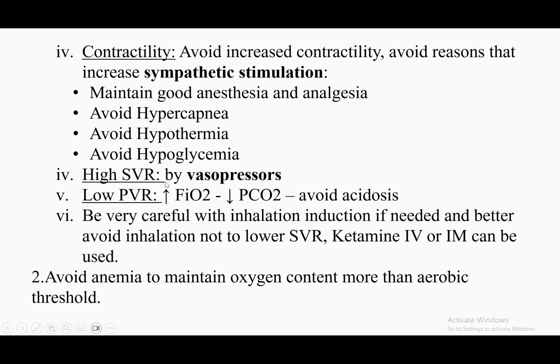Keep high systemic vascular resistance with vasopressors to force the blood away from the aorta to the pulmonary artery. And vasopressors should not have an inotropic effect, so we should not give ephedrine, for example, or adrenaline. We should give phenylephrine and to a lesser extent noradrenaline. Low pulmonary vascular resistance: so increase FiO2, decrease CO2, and avoid acidosis.